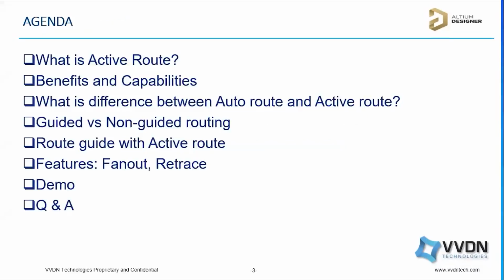Today's agenda is: what is ActiveRoute, then the benefits and capabilities of ActiveRoute. What is the difference between AutoRoute and ActiveRoute? As we know, AutoRoute is already an option available in Altium, but what is the difference between AutoRoute and ActiveRoute? Then what is guided routing and non-guided routing, and the difference between them. Next, route guide with ActiveRoute: what is a route guide included in ActiveRoute? Some important features like Fanout, Retrace, and a live demonstration.